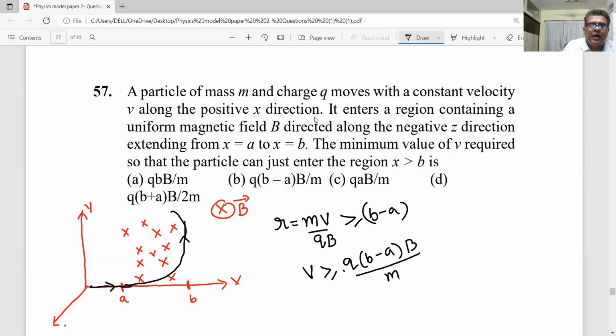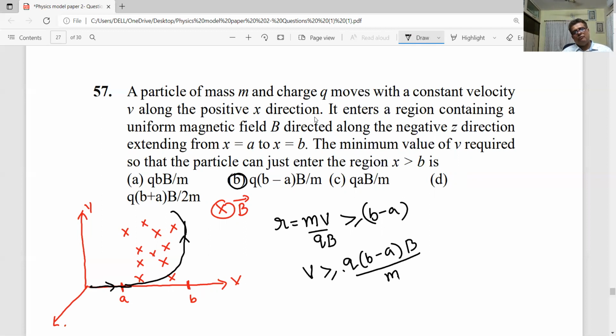So what is your answer? The answer is q into b minus a into B divided by m. Option number B is the right answer. So this is the velocity. Velocity is q into b minus a into capital B divided by m.